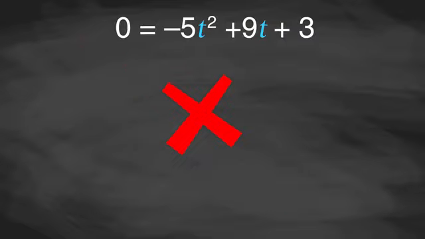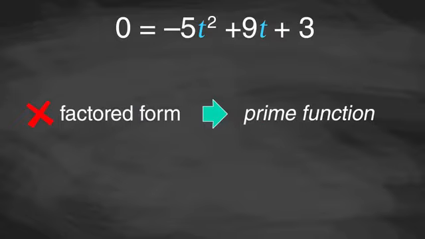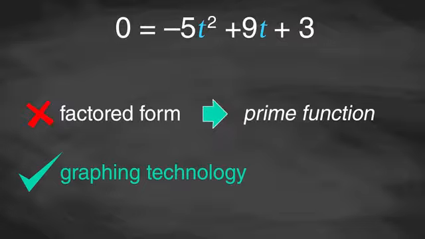This function cannot easily be written in factored form because there is no combination of integer factors of the first coefficient, -5, and the third coefficient, 3, that would result in a middle term of 9. A function is considered prime when it cannot be written in factored form. Graphing technology is best to be used here.